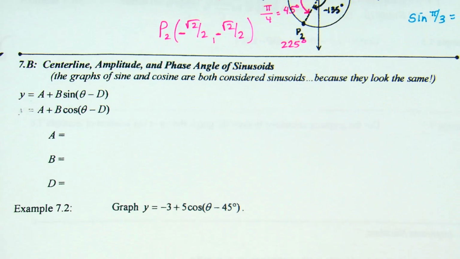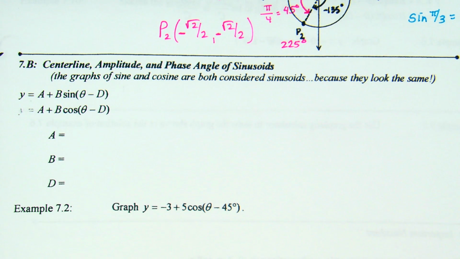Centerline, amplitude, phase angle. The graphs of sine and cosine are both considered sinusoids because they look the same. I can't remember if the lettering is exactly the same as the pre-cal book, but they have y equals a plus b sine of theta minus c, and the same thing for the cosine. What can you identify about a, b, and d? Remember what any of those do?